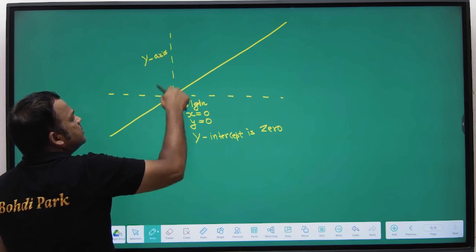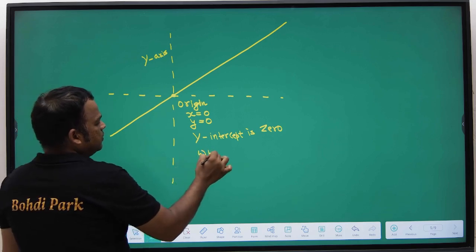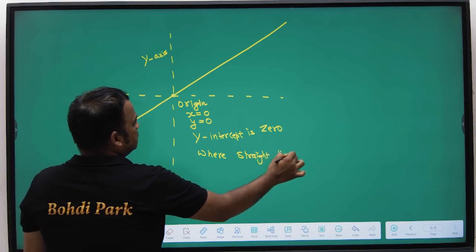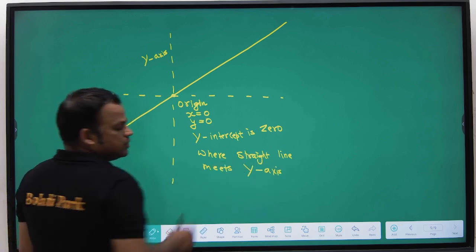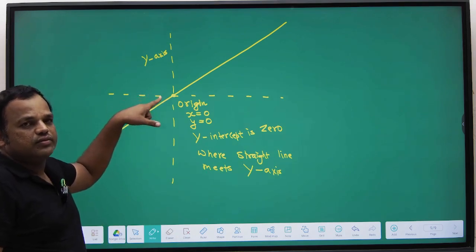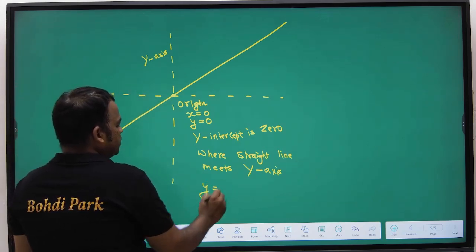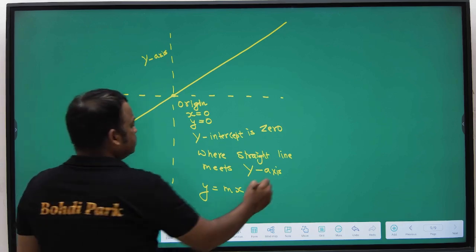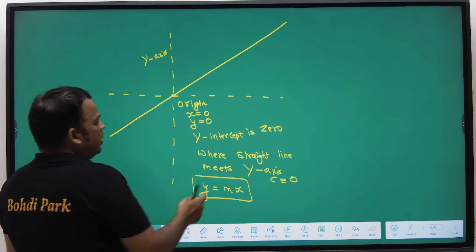This is the point of intersection where the straight line meets y-axis. So it is meeting y-axis at origin, which is x equal to 0 and y is equal to 0. So the y-intercept is 0. So the equation of straight line will be y is equal to mx plus c, and c is 0. So y is equal to mx. Now, how to find m?